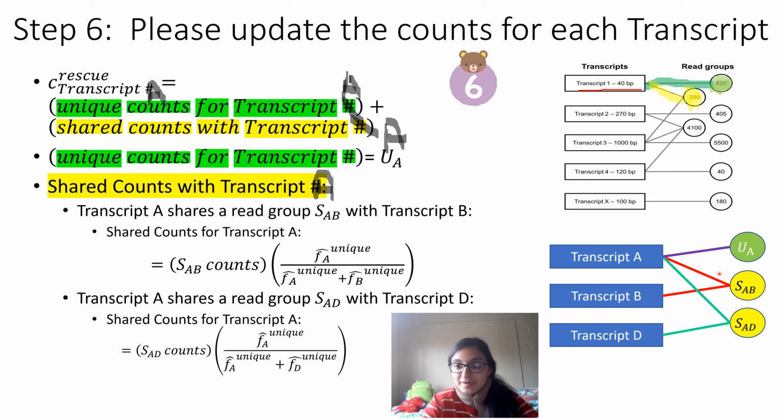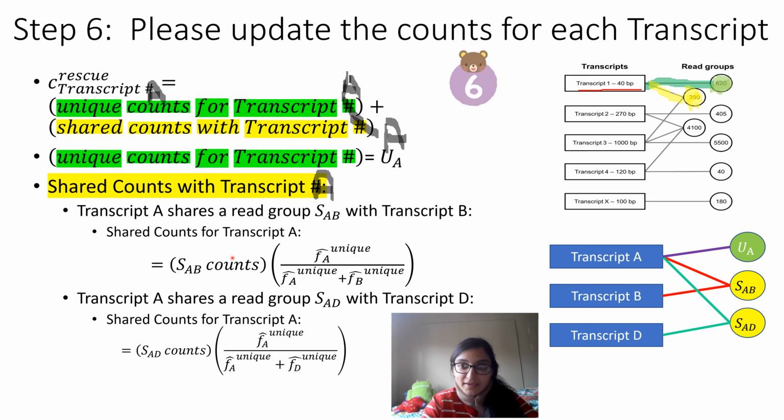SAB refers to the read group shared by transcripts A and B, and SAD refers to the read group shared by transcripts A and D. So if we want to find the shared counts as well, we need not just the unique counts of UA, we also need to take into account the shared counts, but we need to scale it in a way.